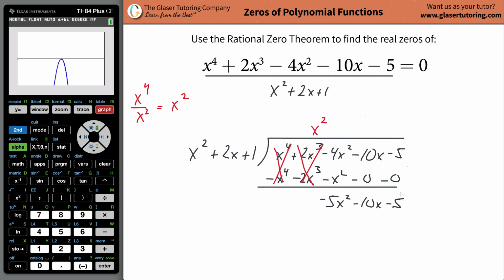Now this is like your new dividend. What you're going to do is the same process as we did before. Take the highest power of x in your divisor and divide it into the highest power of x in your dividend. So it's going to look like negative 5x squared. Take that whole value and divide it by the x squared here in your divisor. When you do that, the x squareds go bye-bye and it's just negative 5. So this is negative 5. That's what you plug in at the top. Let's just erase this to clean this up.